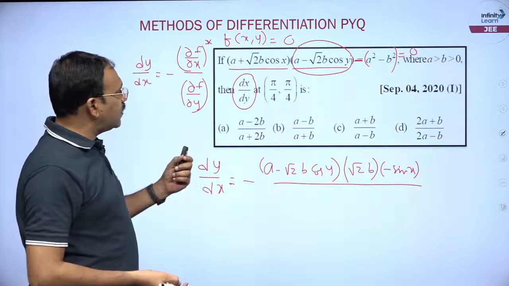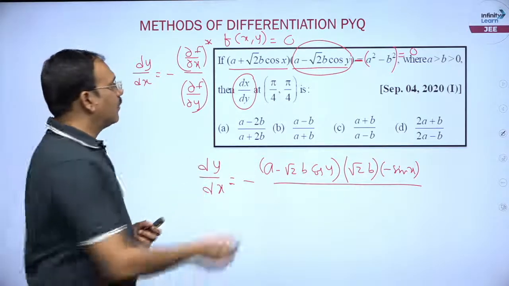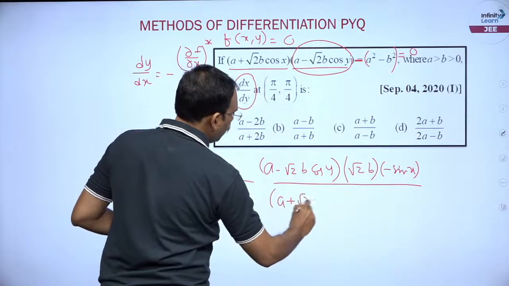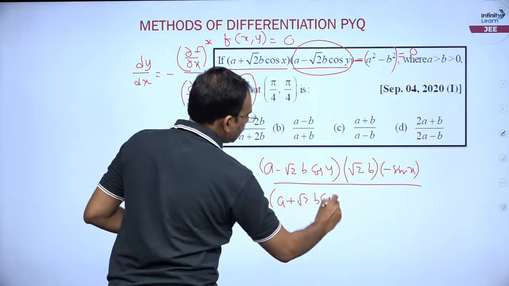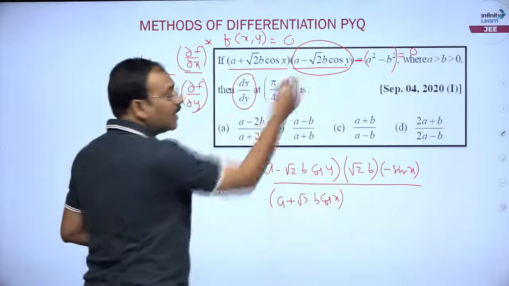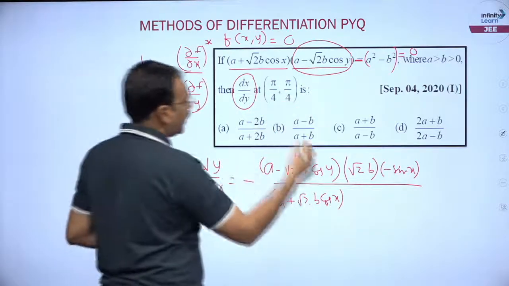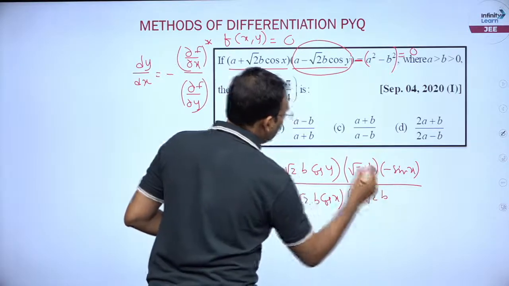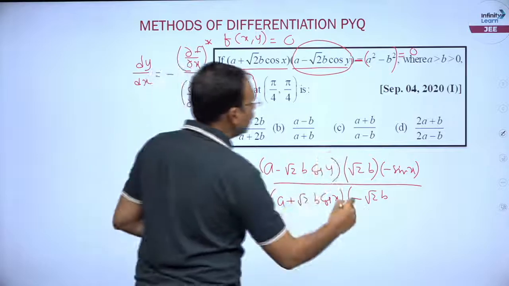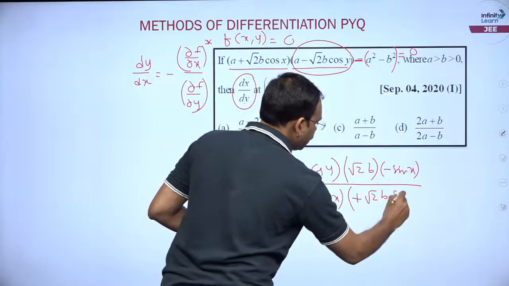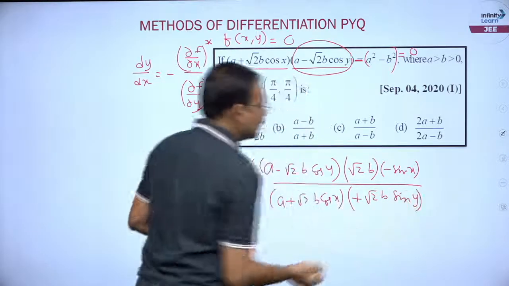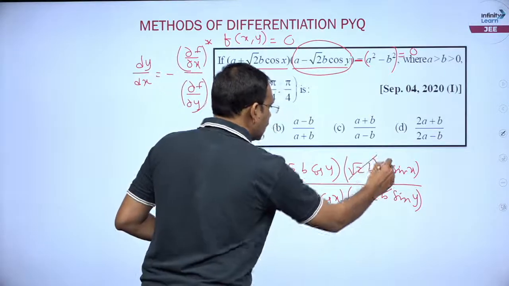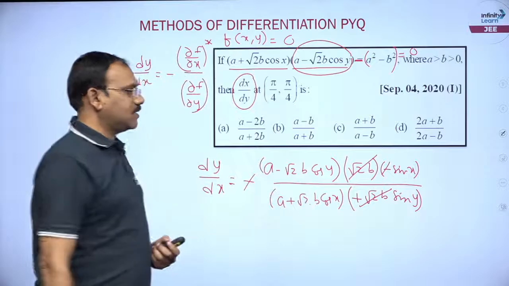Now ∂f/∂y, take with respect to y, means this part is constant: a plus root 2b cos x into its derivative with respect to y. The derivative of a is 0, minus root 2b into cos y, whose derivative is minus sin y. Yeah, this is the derivative. Derivative is done. Of course, root 2b can be cancelled. This minus and minus gets cancelled.